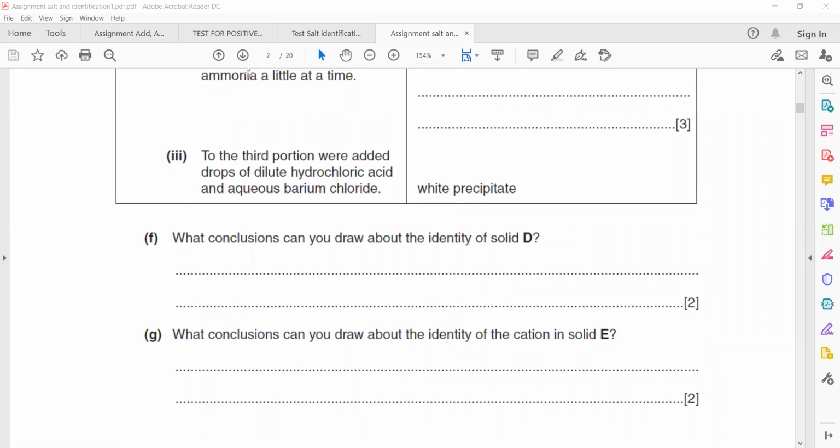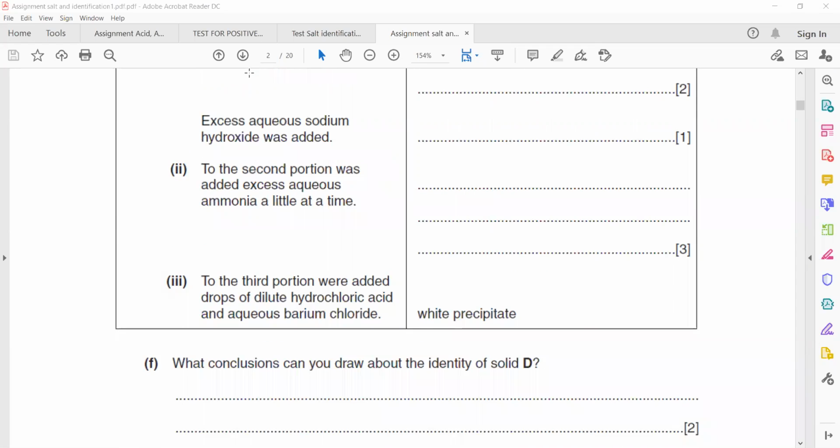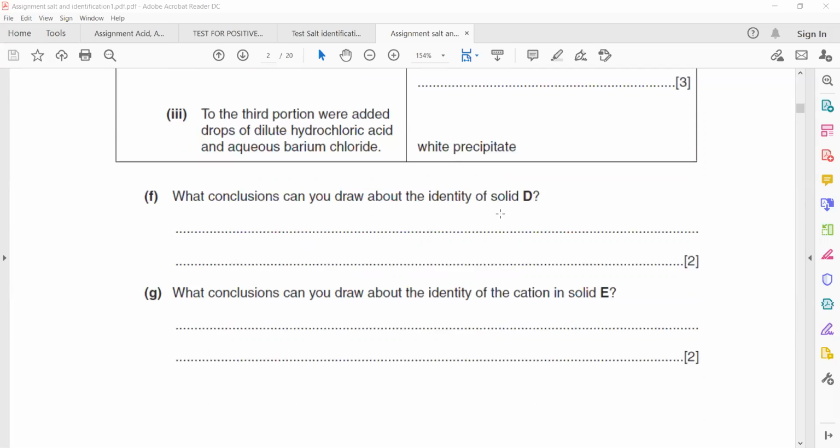Solid E was what? It was copper. But how will you score 2 marks? One mark is for writing copper and one mark is for writing the charge. So the charge has 1 mark and copper has 1 mark.